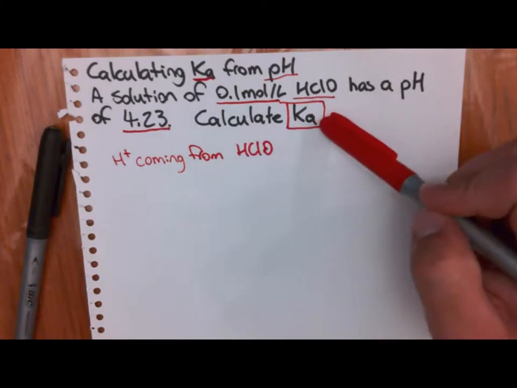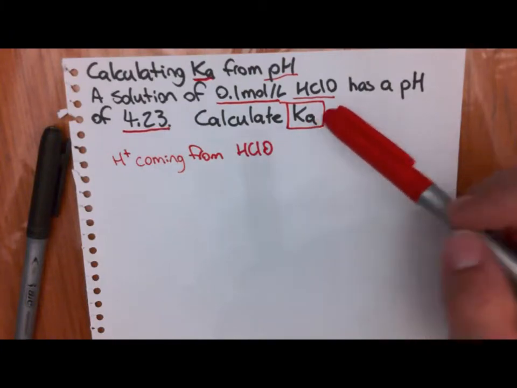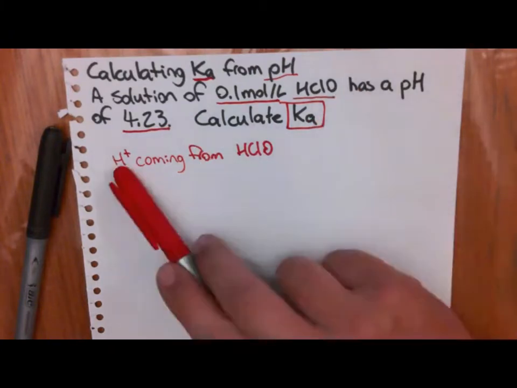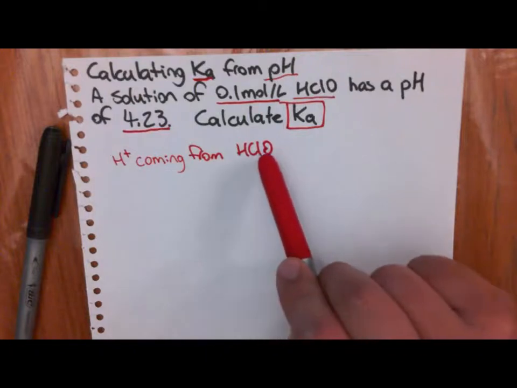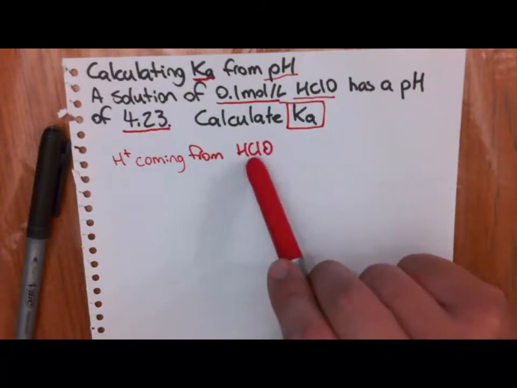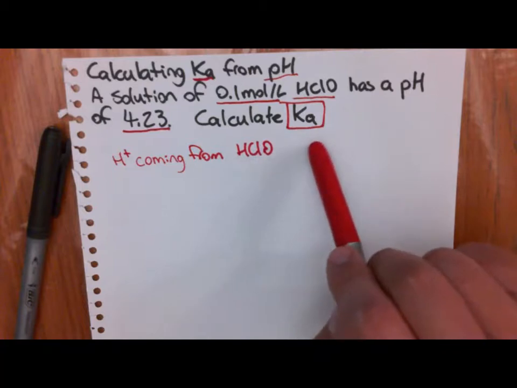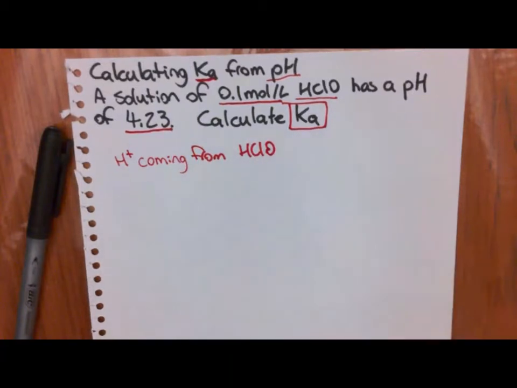But why are we calculating Ka? Well, we need to determine, are the H plus ions coming from our HClO, or is this a very weak acid and our H plus ions are actually coming from the autoionization of water?